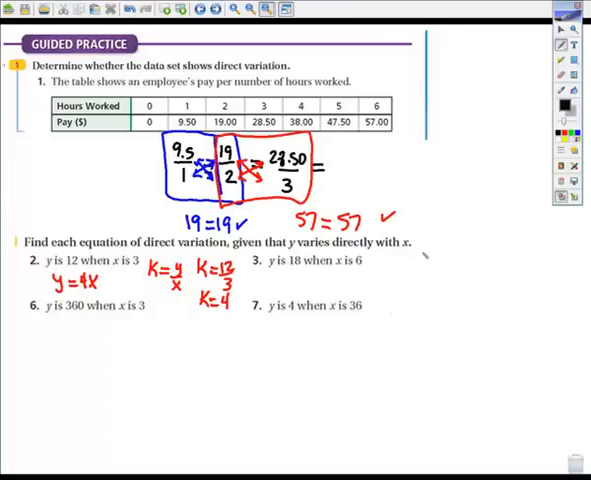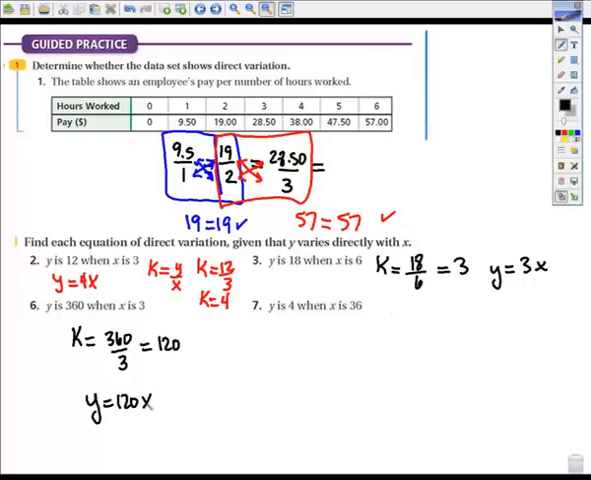So let's look at this next one. Again, I need the k value. So y is 18, x is 6, so k equals 3. So my equation is y equals 3 times x. And that's all there is to this. Next, k is 360 divided by 3, so k is 120. So y equals 120x.